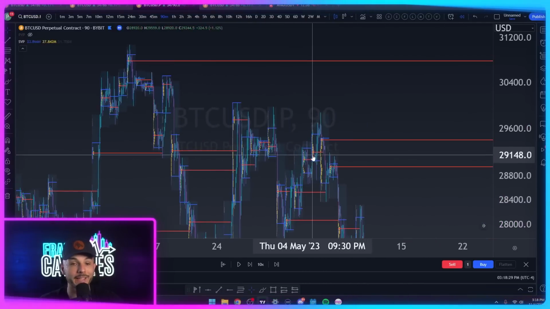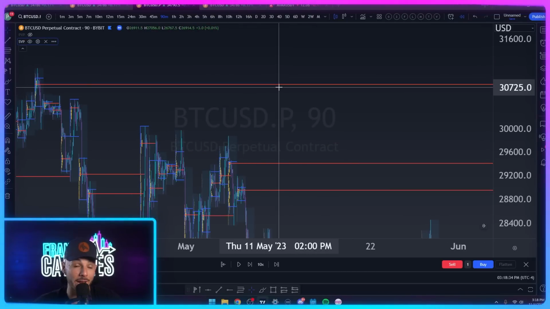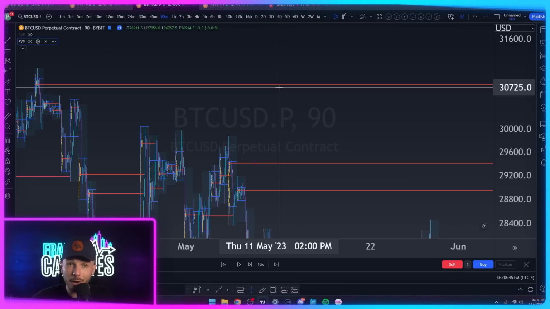So what we would be expecting here is when price comes up to revisit this level, we would actually be looking for a short position. Now, these are not just levels that you put on your chart, and then once price gets to that level, you just automatically take the trade.